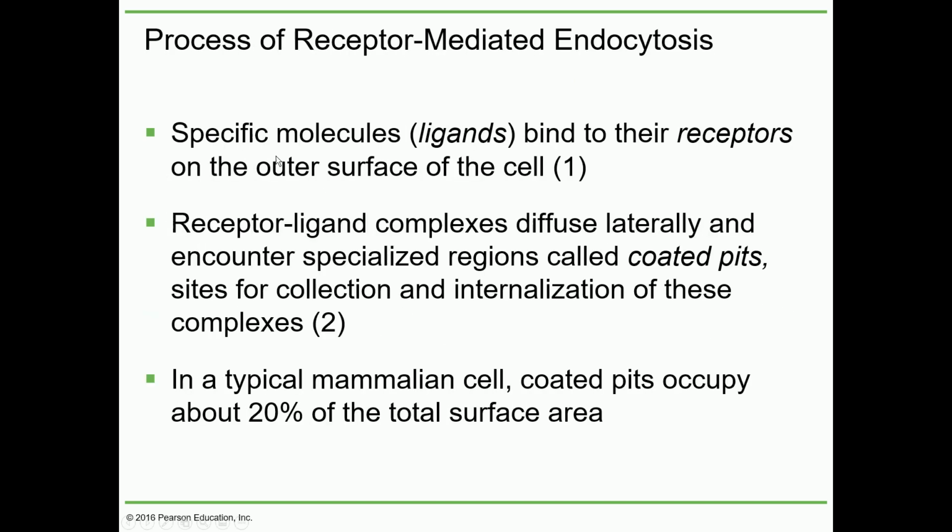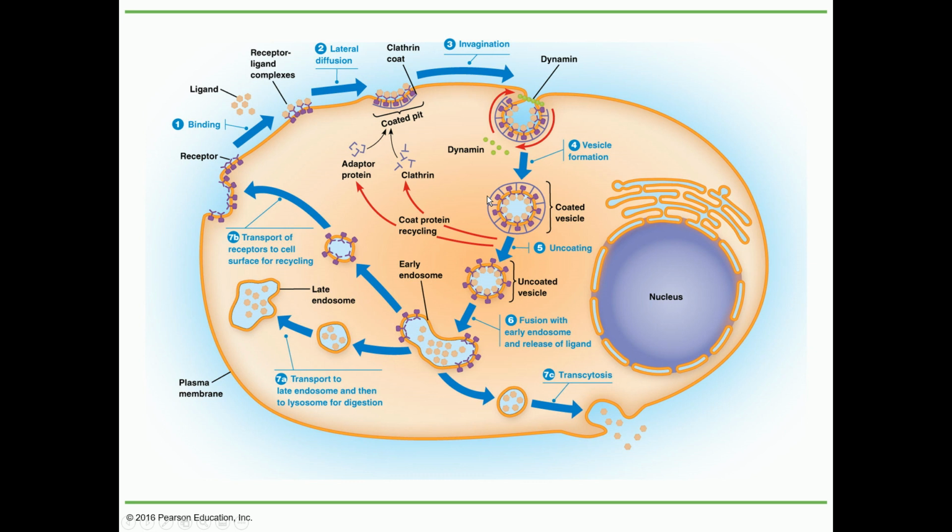Specific molecules, which we call ligands, bind to the receptors on the outer surface of the cell. You can see here, these are the receptors, and these are the ligands. This is something which has to enter into the cell. So how is it going to enter into the cell? By first of all attaching on these receptors.